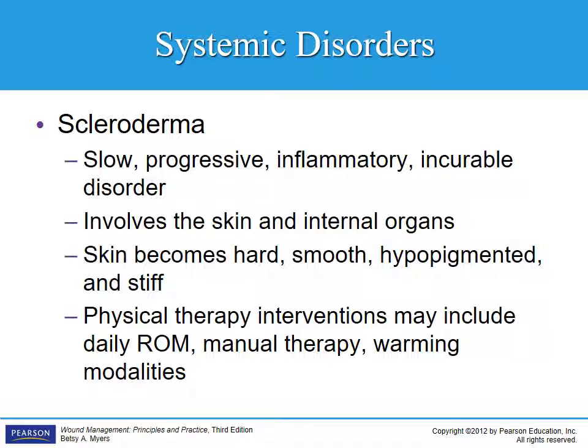Scleroderma is a slow progressive inflammatory incurable disorder. It involves the skin and the internal organs, and basically what happens is the skin becomes hard and stiff, and this spreads to the internal organs, and when an internal organ becomes hard and stiff is when this disorder becomes deadly. But physical therapy interventions, daily range of motion, manual therapy, warming modalities can try to help keep movement, keep range, keep the skin mobile.